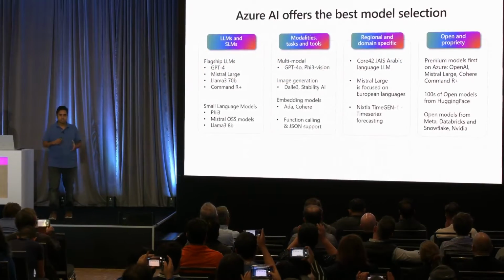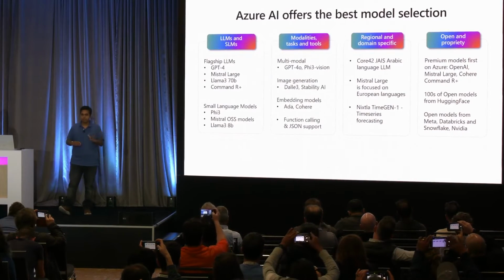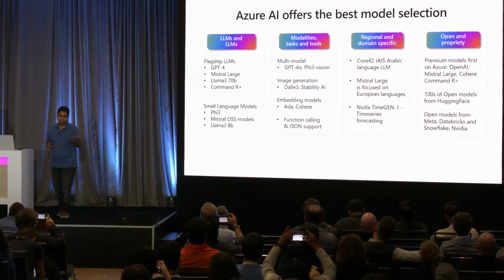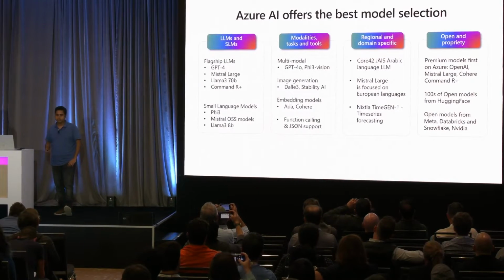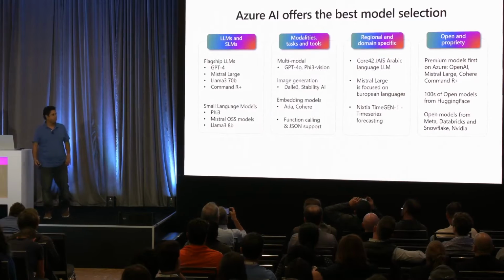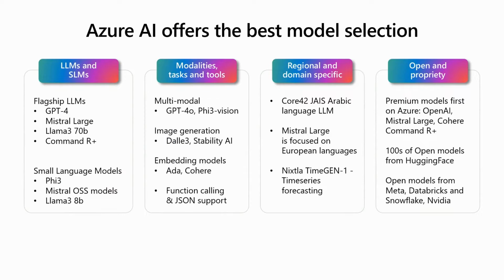And lastly, across the premium but proprietary models and the open models, we have got it all covered. There are hundreds of open models on the platform. Many of these come from our partnership with Hugging Face. But over the last few months, the most popular open model releases from Meta, from Databricks, the Arctic model from Snowflake, all of these arrived on Azure pretty much on the day of launch. So it's amazing the breadth that we are covering.